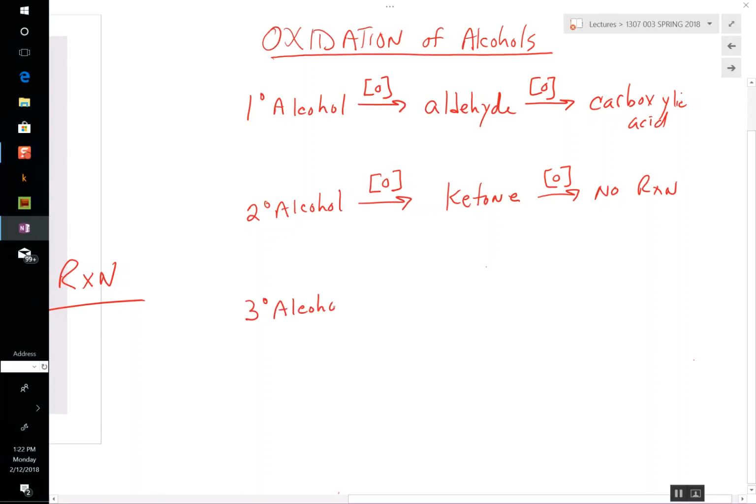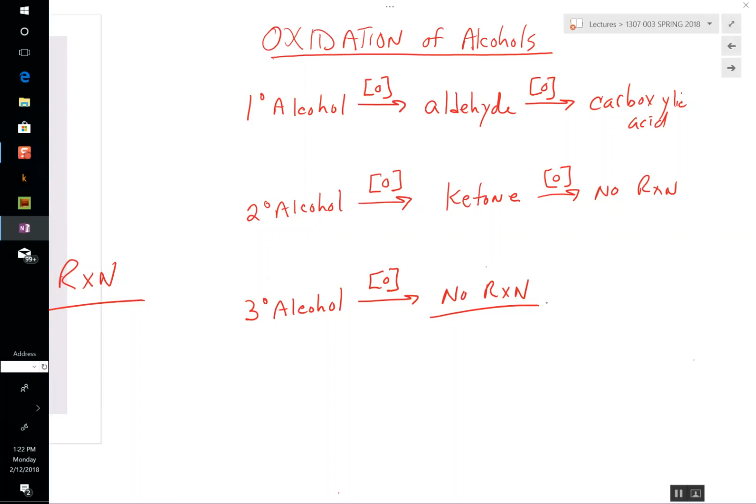Tertiary alcohol: oxidation of a tertiary alcohol, no reaction. Nothing happens, okay? So be able to separate these out, distinguish them.